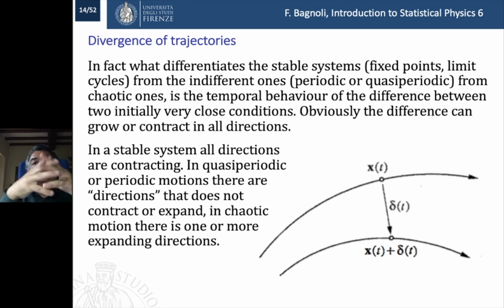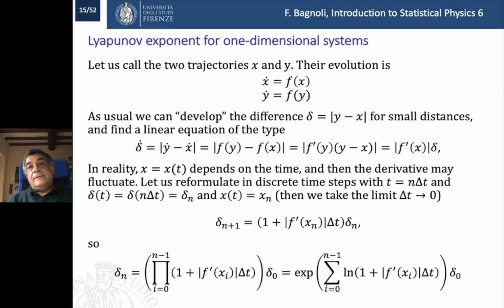What happens in a stable system is that this difference goes to zero. If they go into a stable fixed point, this difference goes to zero. If they stay in a limit cycle, this difference can oscillate, but essentially it is limited. Also in a quasi-periodic motion, something very similar occurs, but in a chaotic system, this amplifies.